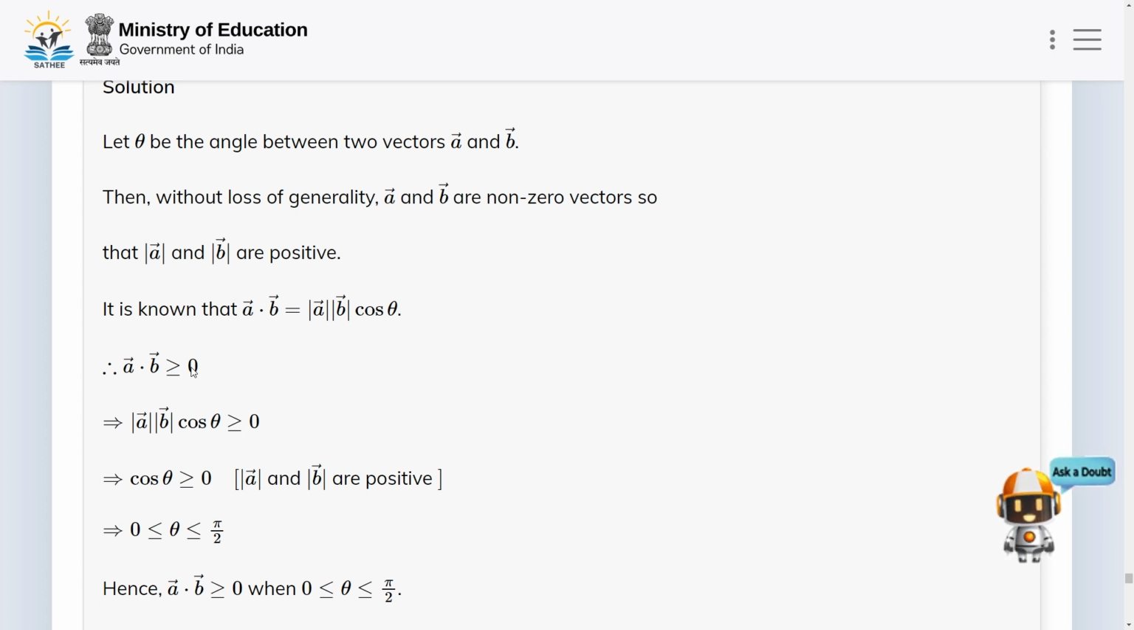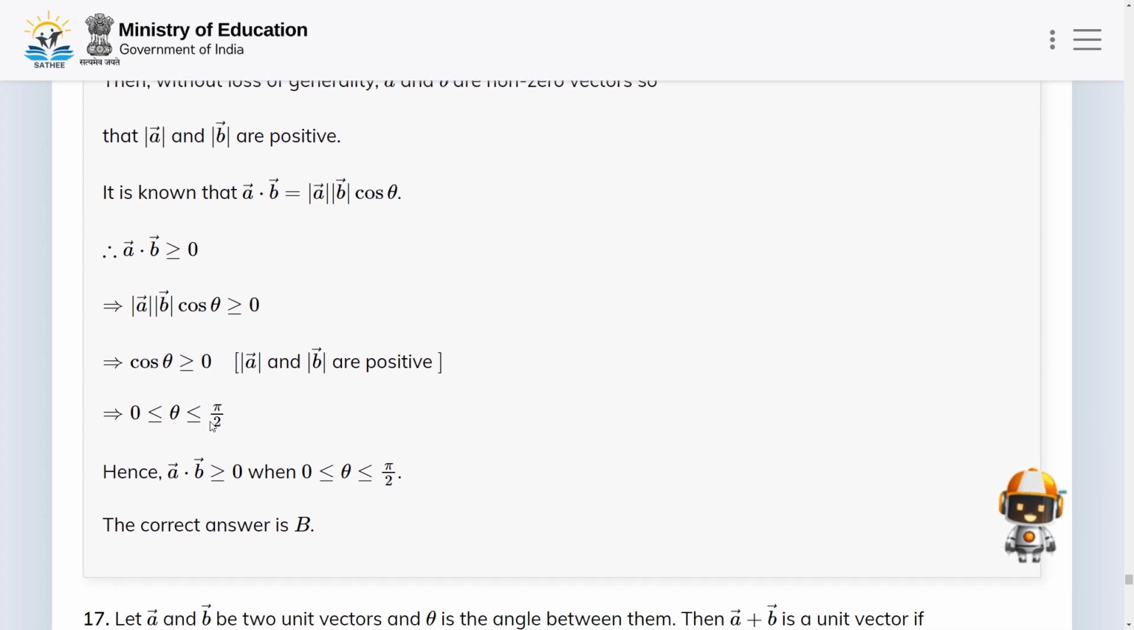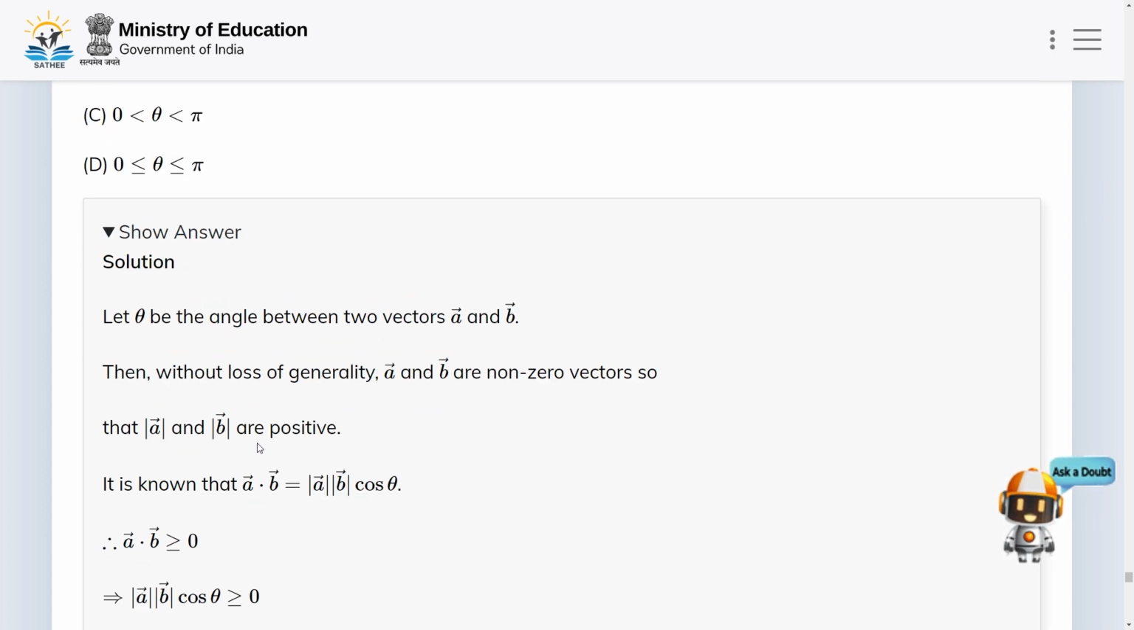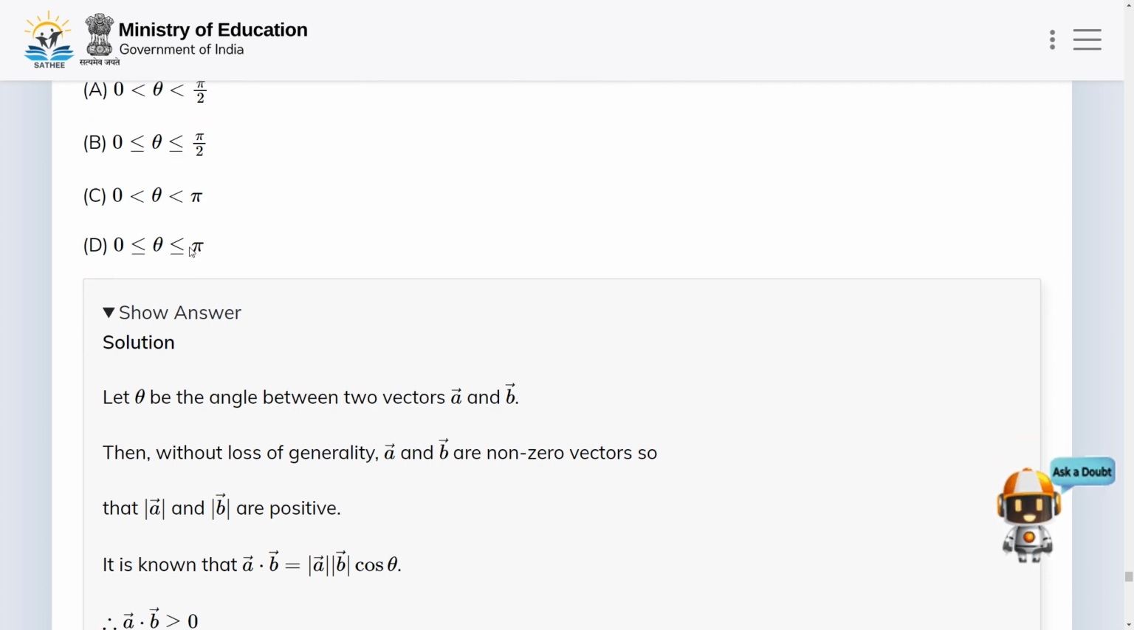Okay, this is already given that the dot product is greater than or equal to 0. This means cos theta must be greater than or equal to 0, since the magnitudes are already positive. This means theta must lie from where to where? 0 to pi by 2, including 0 and pi by 2. So option B will be our correct option: theta belongs to the closed interval 0 to pi by 2.